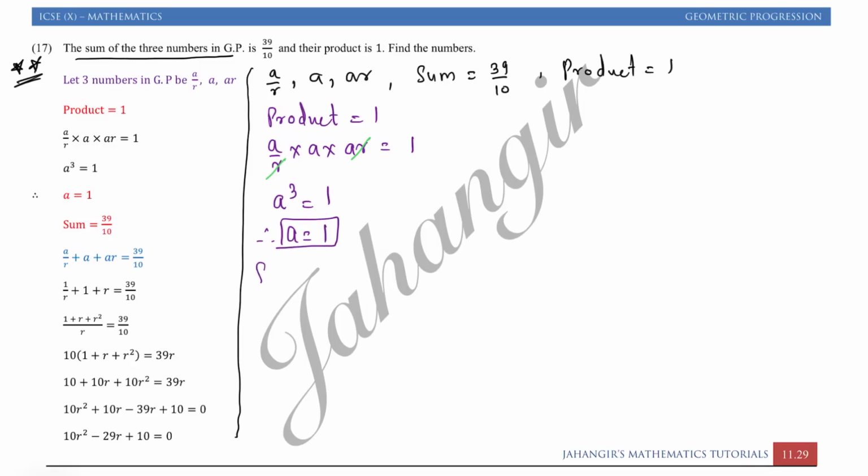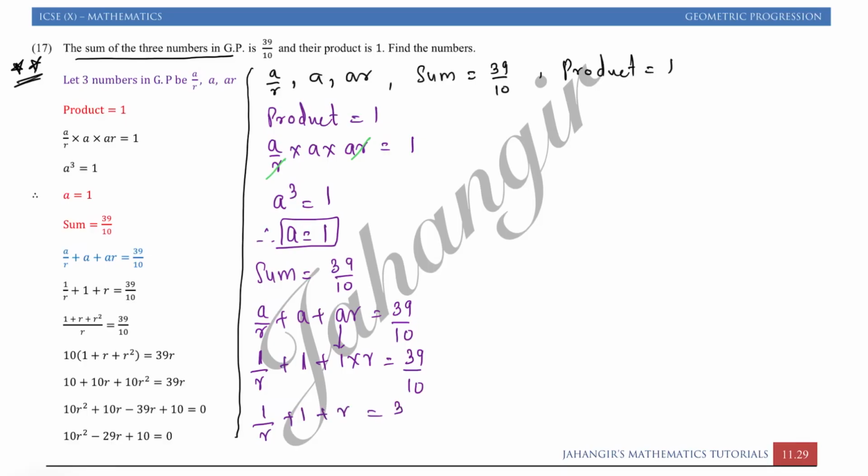Now they say sum. Sum is 39 by 10. So for the sum we will write A upon R plus A plus AR is equal to 39 by 10, where A is 1. So we can write 1 upon R plus 1 plus 1 into R. Just substitute the value of A as 1. So finally you can write 1 by R plus 1 plus R is equal to 39 by 10.